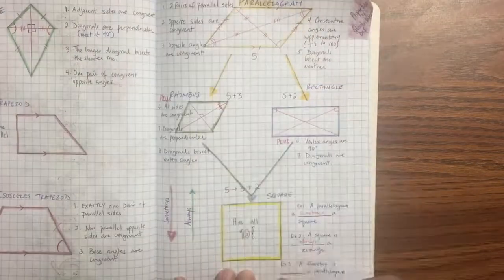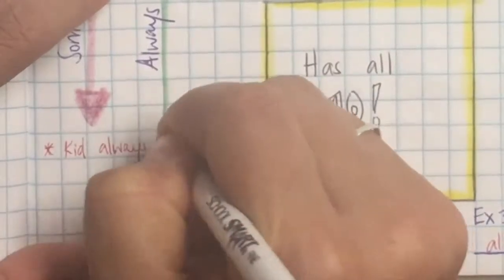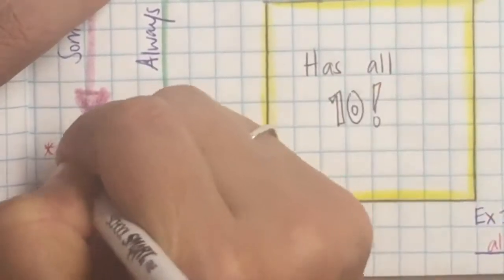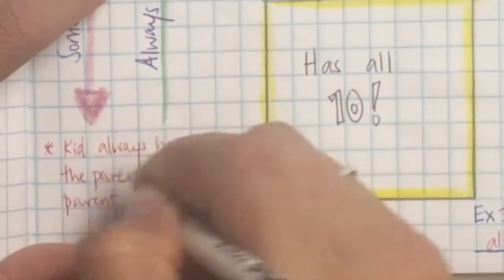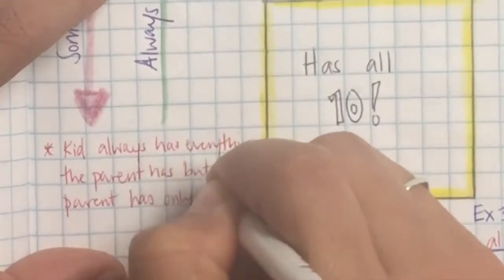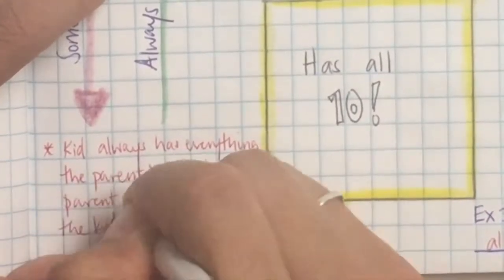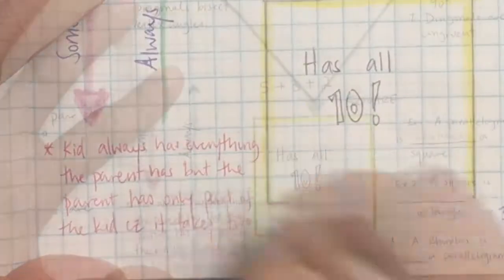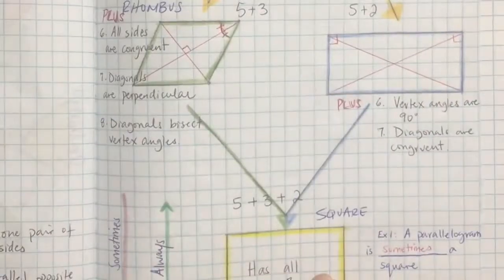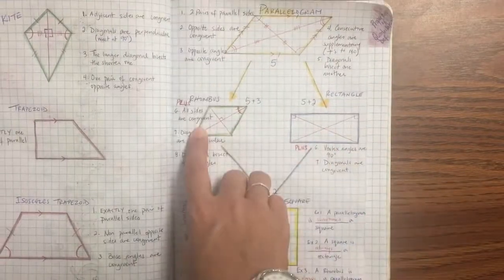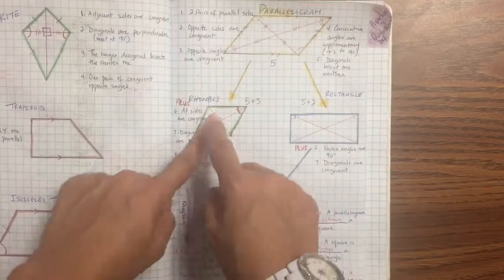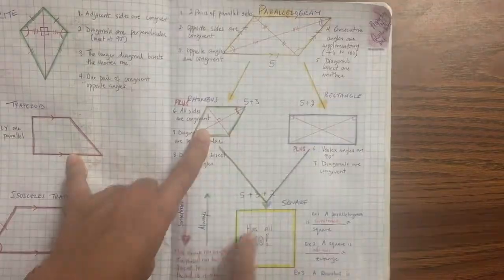And the way I want you to think about this is this. The kid always has everything the parent has, but the parent has only part of the kid because there are two parents. So think about it for a second. You as a kid, you have things from both your mom and your dad. But your mom doesn't have everything that you have because she doesn't have stuff from dad. Does that make sense? Again, if it doesn't make sense, just come see me in class and I'll explain it a little bit better. Just that the kid has everything and the parent doesn't always have everything the kid has. Let's practice.